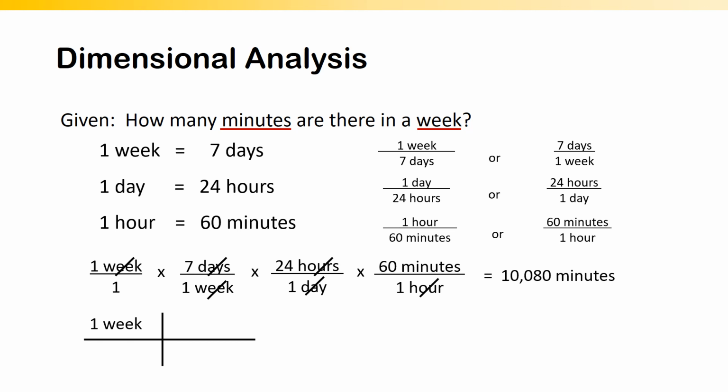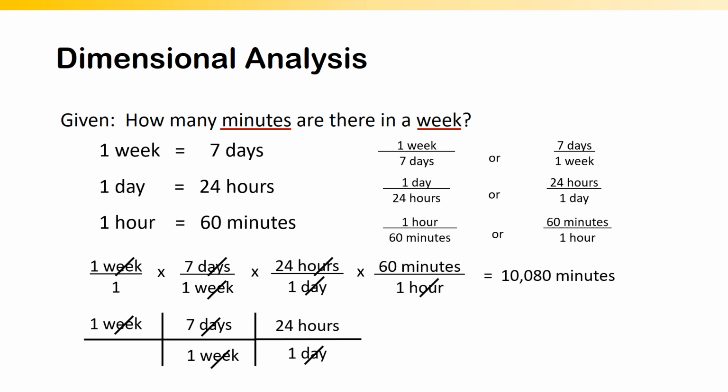Next, you're going to fill in your first conversion factor, which is 7 days over 1 week. You're going to put that in the second column. The numerator is going to go on top, the denominator goes below, and now we can cross out repeating units. Then you're going to add another column, and you're going to fill this in with the second conversion factor, and we can eliminate repeating terms here, which would be days.